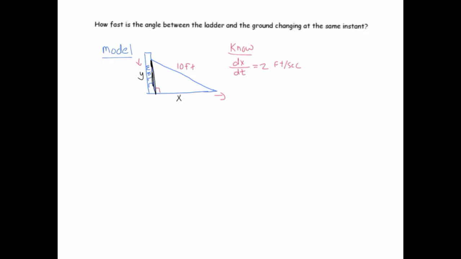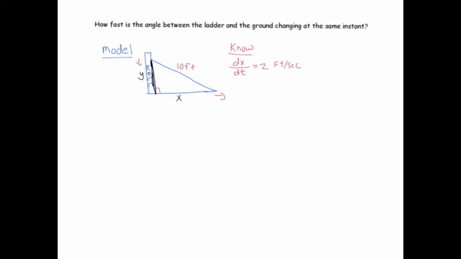This video follows up from a previous one in which we were analyzing a ladder moving away from a wall, so you might want to go get that info if you stumbled upon this video. So we had a ladder moving, the bottom of the ladder is moving away from a wall, and in the last video we figured out the rate at which the top of the ladder was moving down the wall.